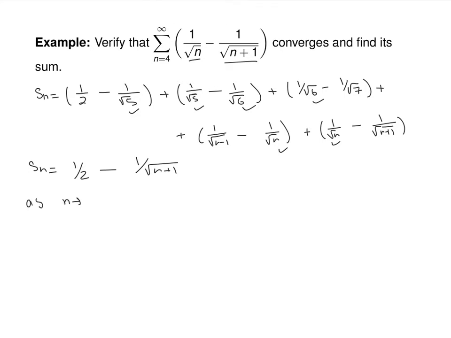And as n goes to infinity, Sn, the nth partial sum, approaches 1/2. So thus your series converges to 1/2.